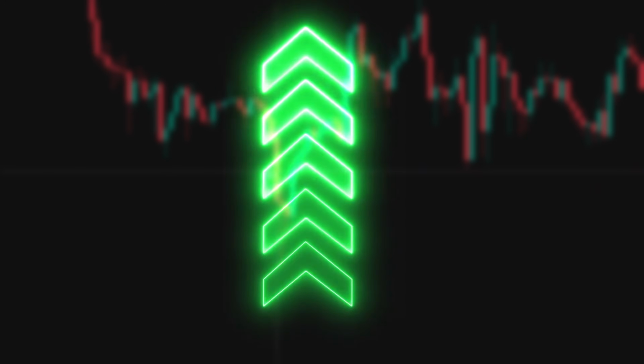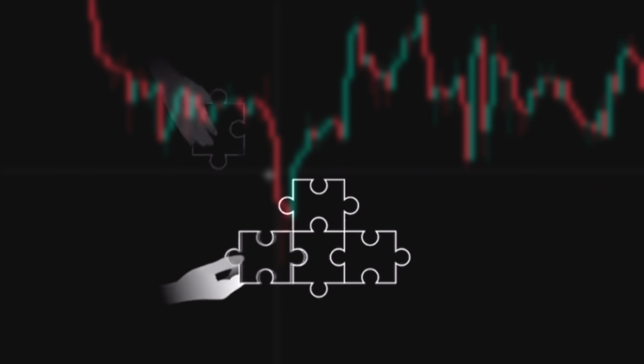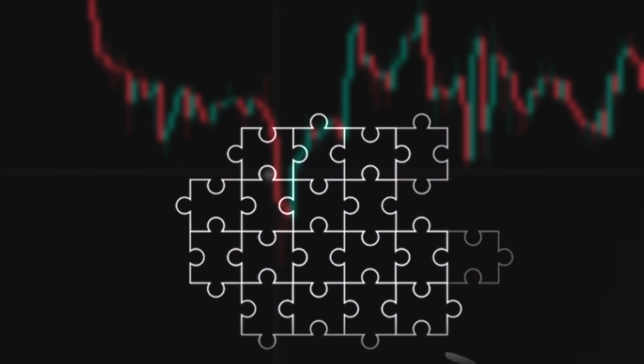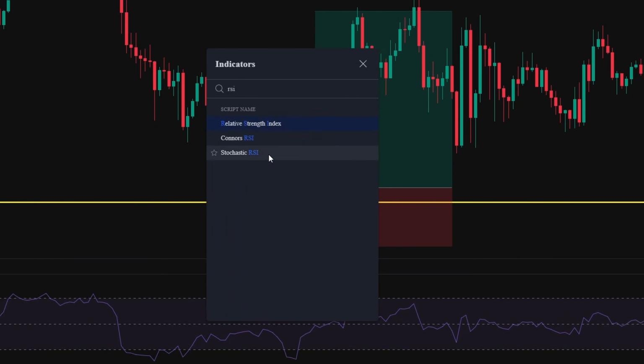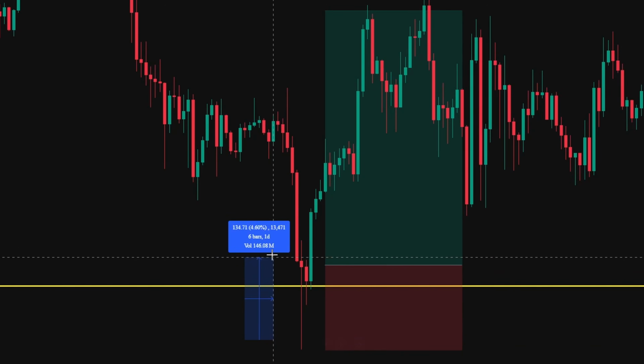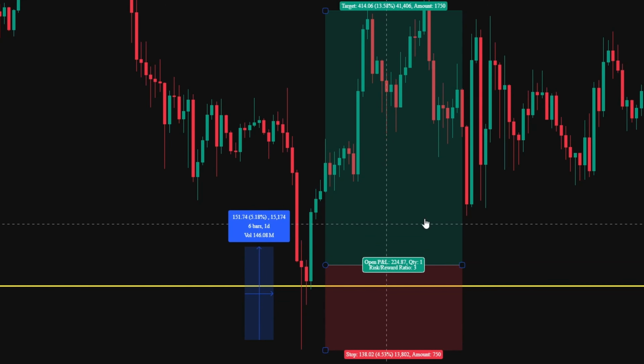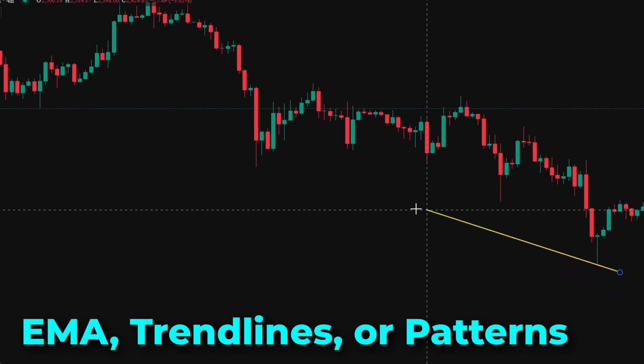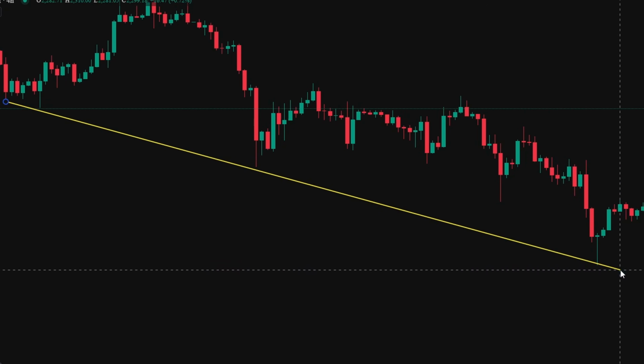Level up your pin bar trades. Boost your pin bar setups by combining them with other tools. RSI or stochastic: if the market's oversold or overbought and matches your pin bar, the signal gets stronger. Volume: a pin bar with above average volume suggests big players are stepping in. EMA, trend lines, or patterns: use these to filter out false signals and confirm the setup.